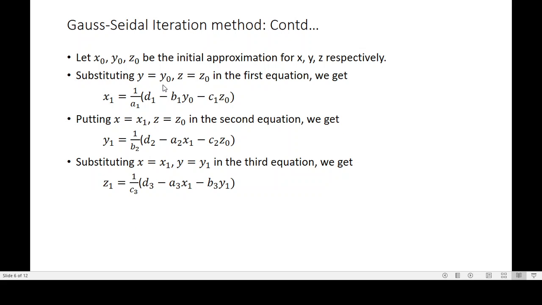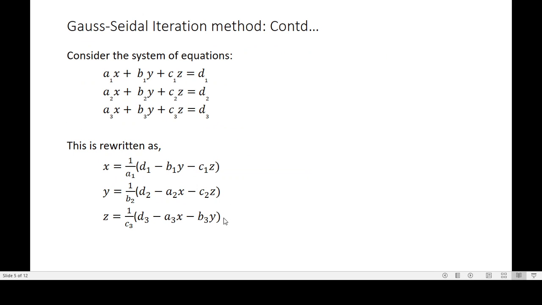Then we substitute y is equal to y0 and z is equal to z0 in the first equation. So we have these equations. We put y is equal to y0, z is equal to z0, and obtain x1. That is the first approximation to x, which is denoted by x1. In the second equation, we substitute x is equal to x1 and z is equal to z0.